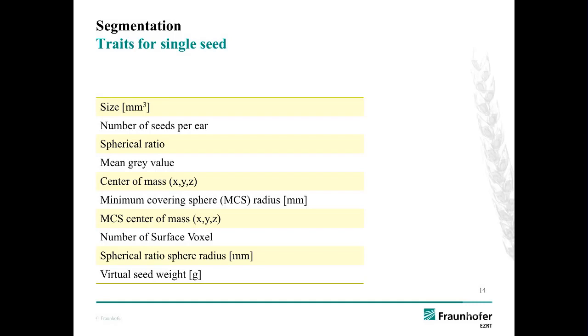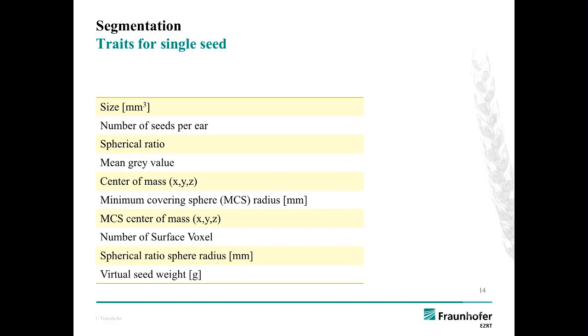We get the spherical ratio sphere radius, which means you have the radius of the sphere with the same volume as the seed. And we also get a virtual seed weight, because we did not actually put it on the balance to weigh it. We calculate the weight out of the data.